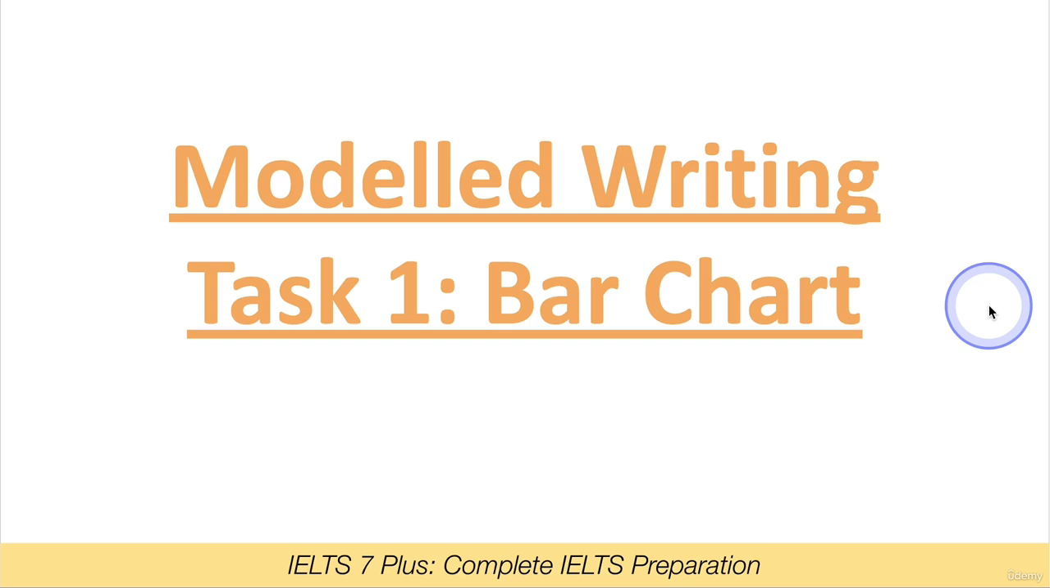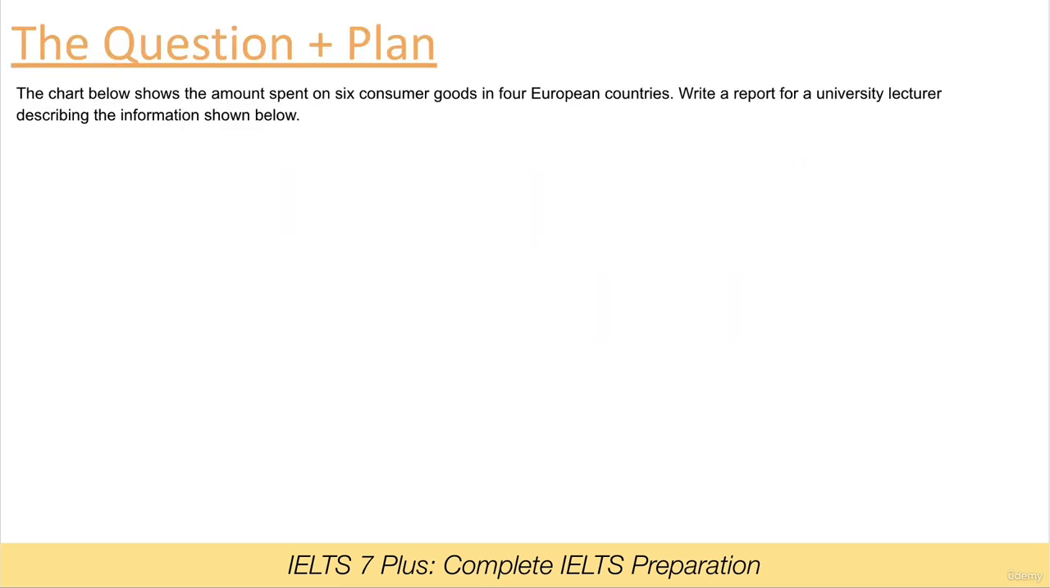The first task is going to look at a bar chart. Now, bar charts are quite a common type of chart, and good to be familiar with them, definitely. Okay, so let's look at the question. The chart below shows the amount spent on 6 consumer goods in 4 European countries. Write a report for a university lecturer describing the information shown below.